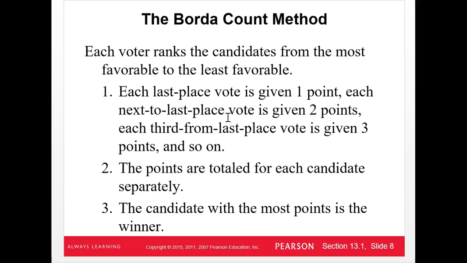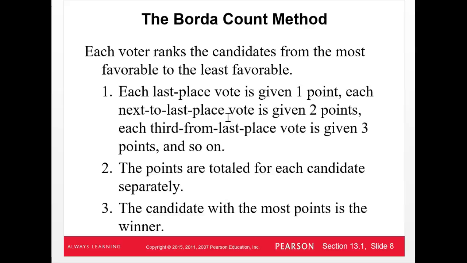Alright, the Borda count method. You make your way from last place to first place starting with 1. So that's the point system. You get 1 point for a last place vote, 2 points for the next to last, 3 points for the next higher up, and so on, until, depending on how many people were running, that many points go to the person who got the first place vote.